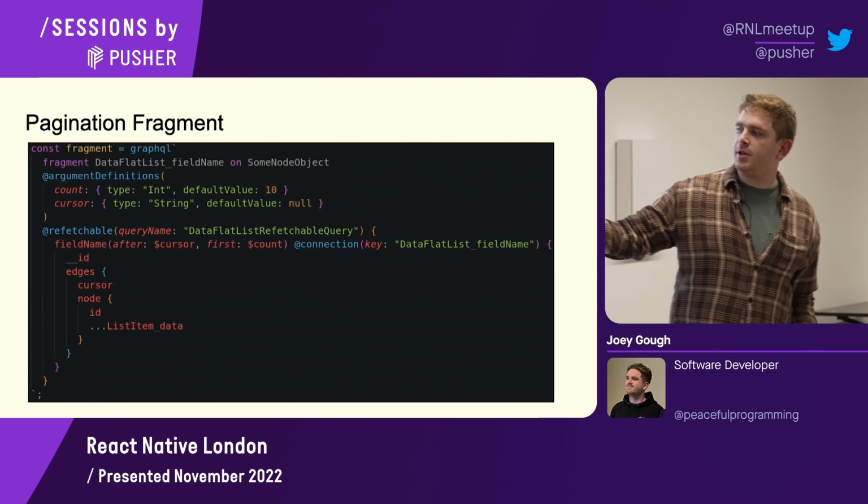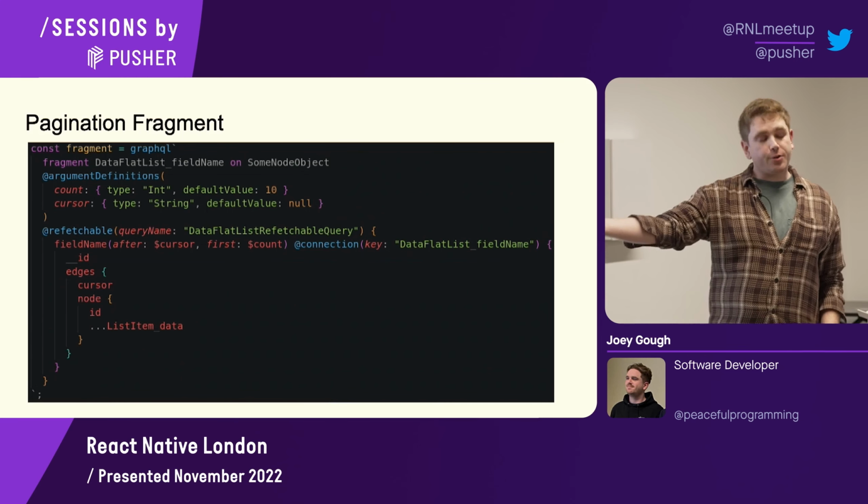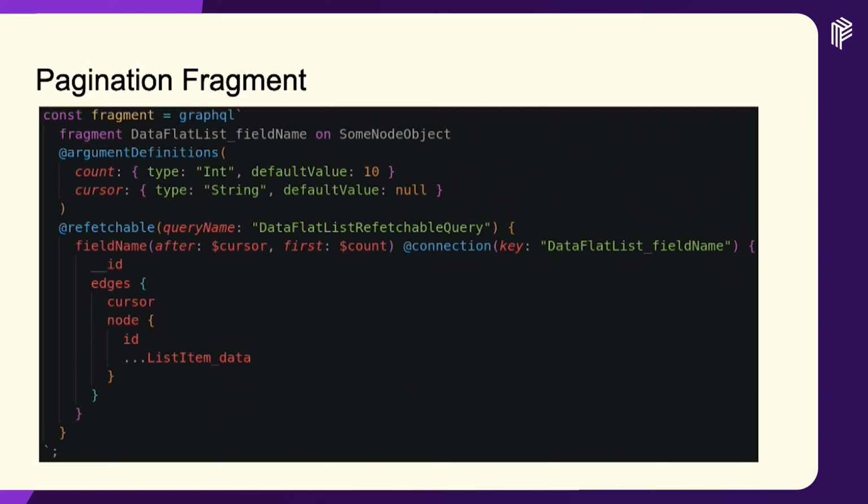Give me the list of edges, give me their cursor. And then this is another fragment. So if you imagine in a flat list, it's like a list of components. And so every list item can now define its own data requirements. And it's like a fragment component, like I showed you like 7 slides ago. So that's what that would be.